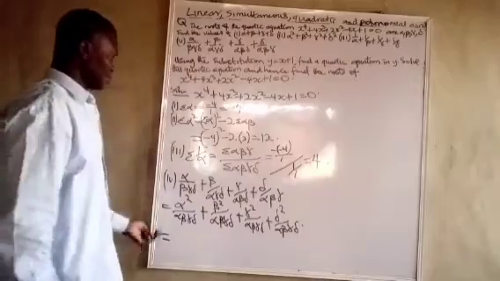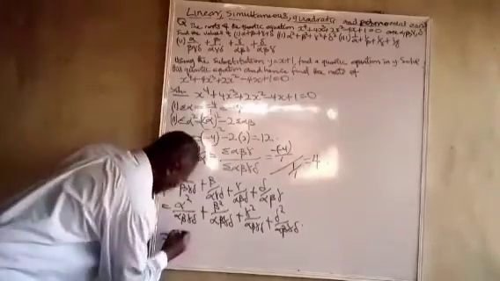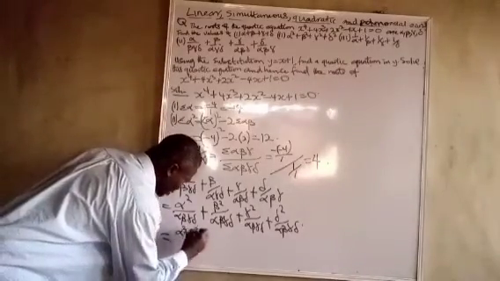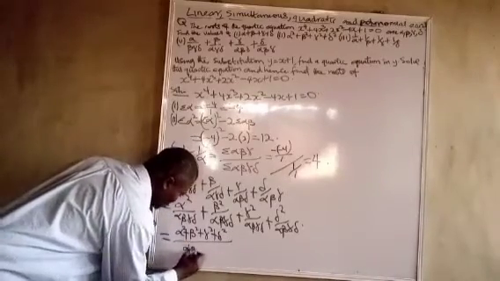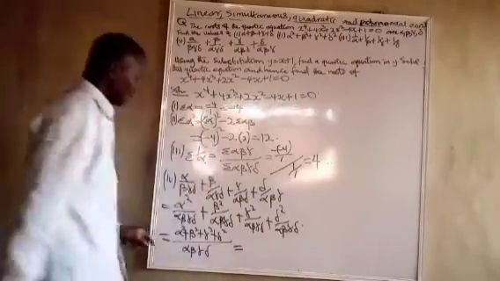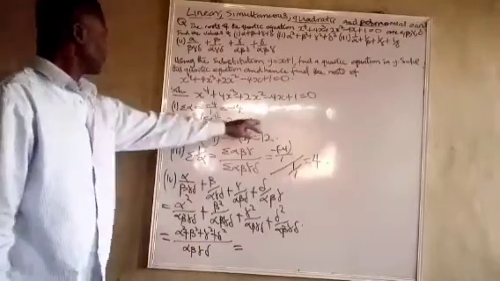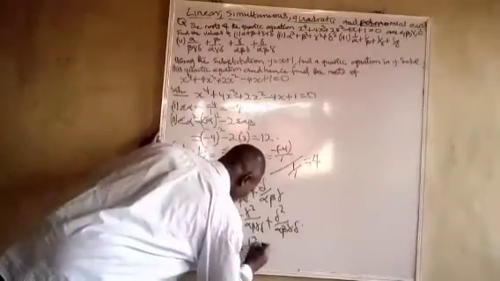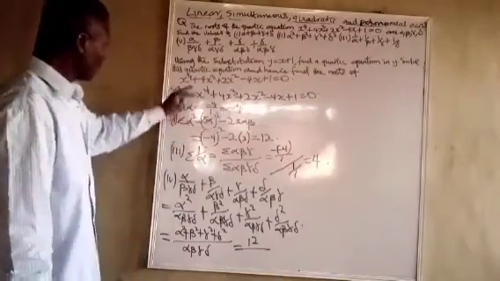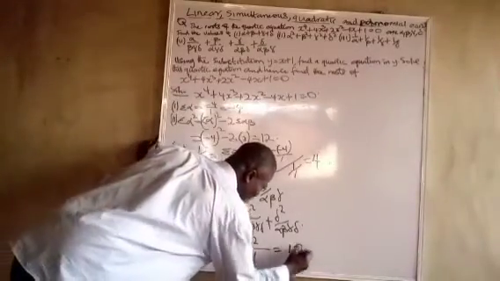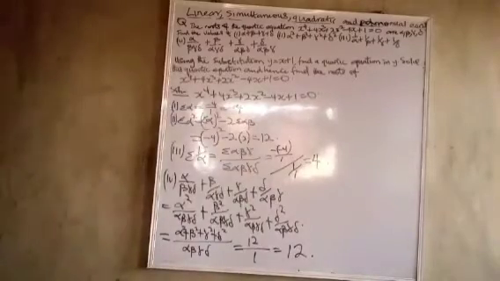And what does this give us? It's going to be alpha squared plus beta squared plus gamma squared plus delta squared divided by alpha beta gamma delta. This one I got here, and that is 12. This one is 1 over 1, and that is 1. So the answer here is 12. You can see the answer there is 12.